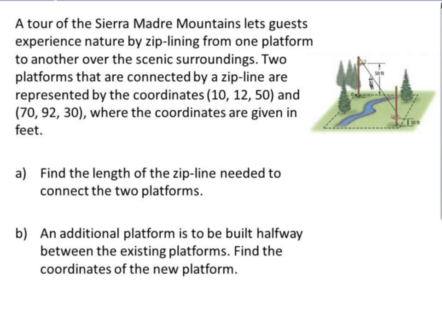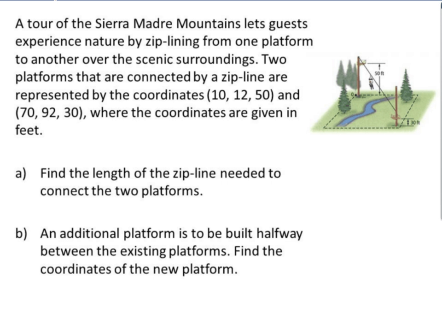A tour of the Sierra Madre Mountains lets guests experience nature by ziplining from one platform to another over the scenic surroundings. 2 platforms that are connected by a zip line are represented by the coordinates of 10, 12, and 50, and 70, 92, and 30, where the coordinates are given in feet. We need to find the length of the zip line needed to connect the 2 platforms.